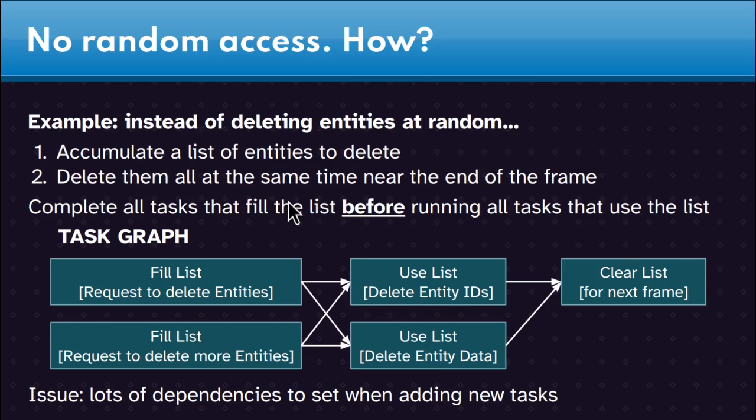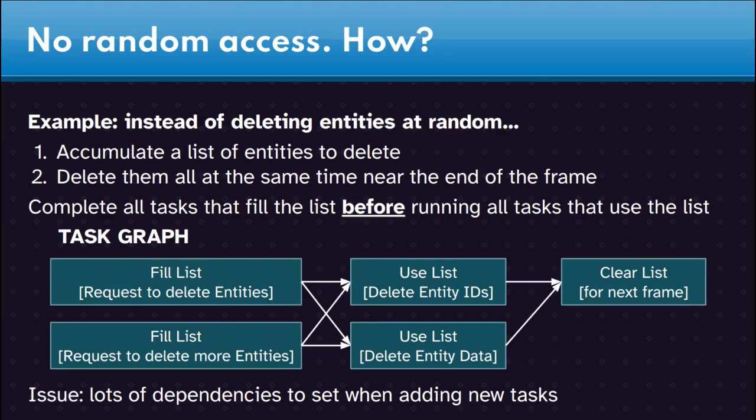No, is that three? Like one, two. That'd be two more dependencies. Yeah, we'd have to add two more dependencies. So it's kind of like the number of tasks here multiplied by the number of tasks here. And it's really, really inconvenient to add new tasks, which is the issue with the task graph.